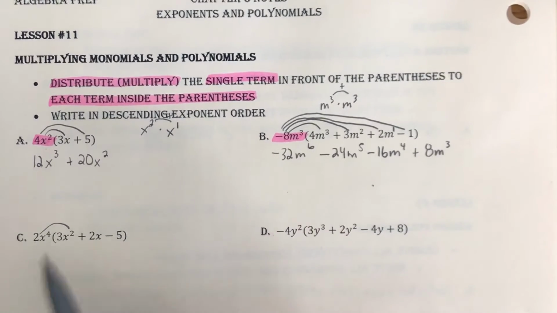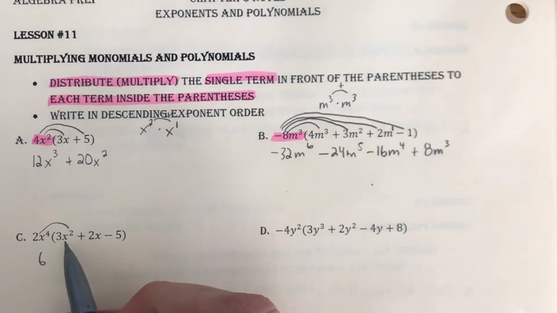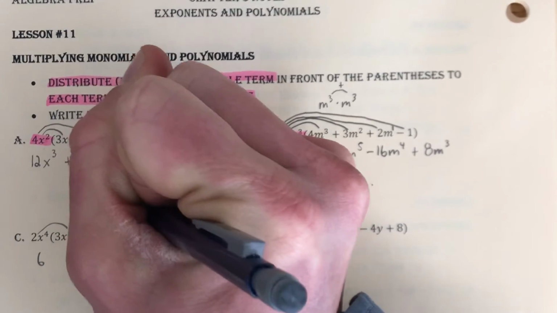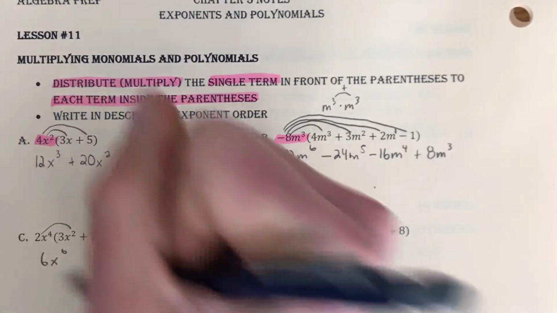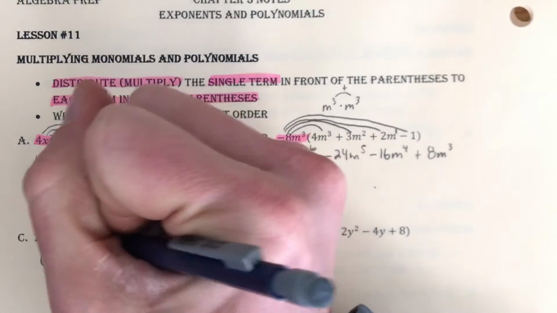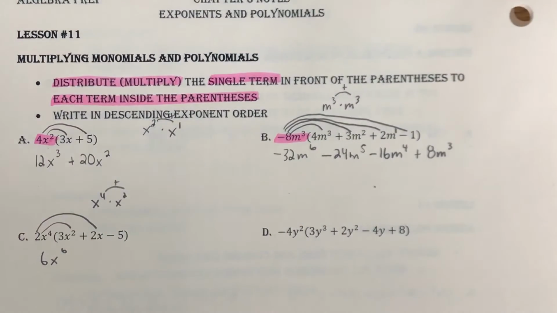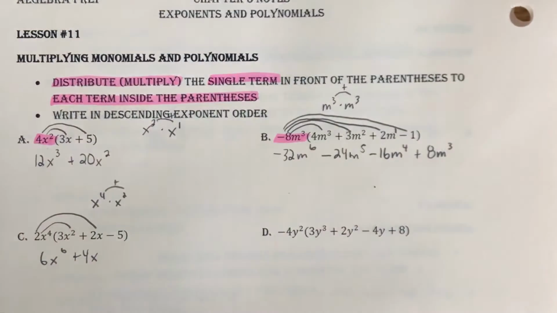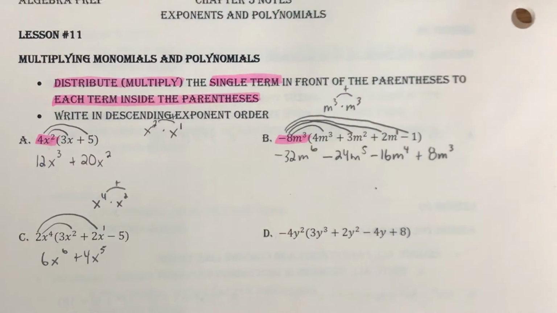2 times 3 is 6. And then x to the fourth times x squared. Reminder, x to the fourth times x squared, same base, so add the exponents. So that becomes x to the sixth. Then on to the second term. So 2x to the fourth times positive 2x. 2 times 2 is positive 4. And x to the fourth times x, 4 plus 1 is 5. So 4x to the fifth.